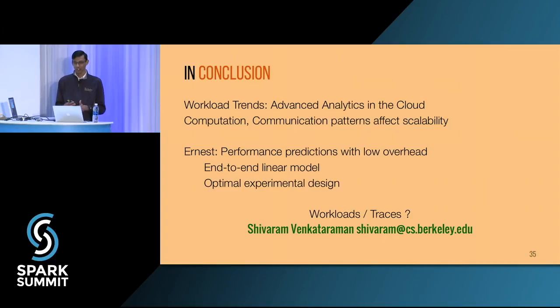I'd be more than happy to talk to you after the talk if you have some workloads or traces that you think would fit well with a framework like this, or if there are some similar problems that you're facing in your scenario as well. With that, I'll take any questions. Thank you.